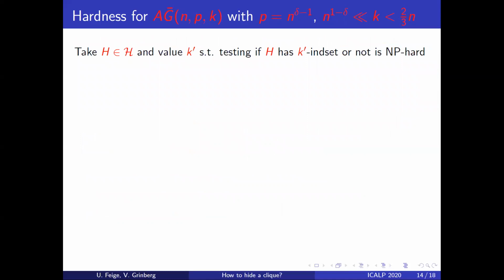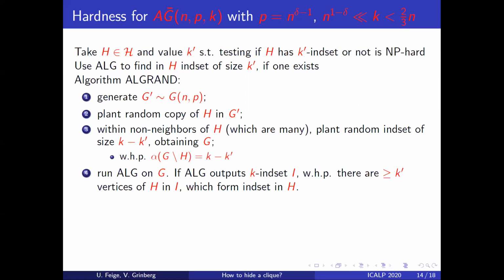Let K prime and H from class calligraphic H be a graph such that determining whether H has an independent set of size K prime or not is NP-hard. We use ALG to find a K prime independent set in H if there is one. To do so, we apply the following algorithm, ALGORAND.